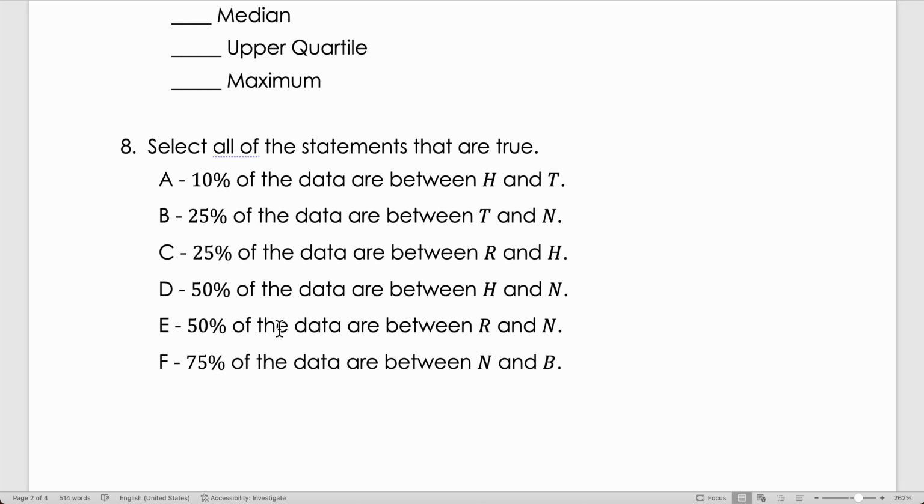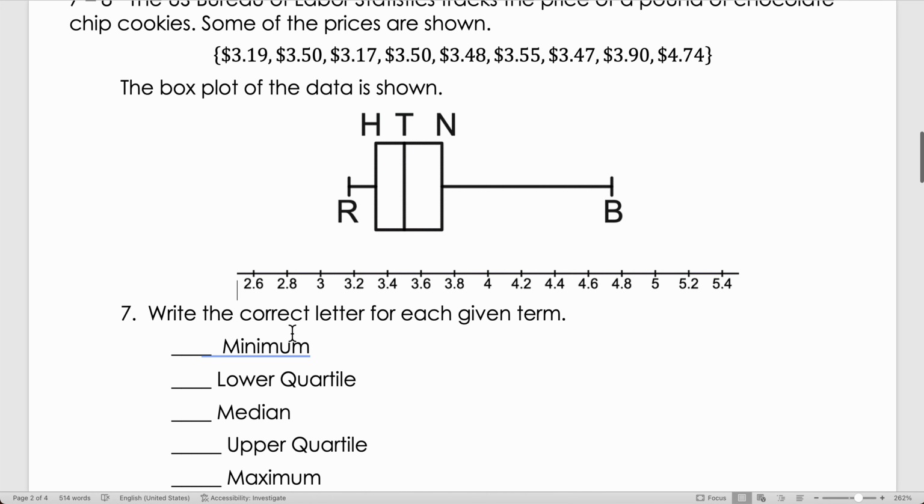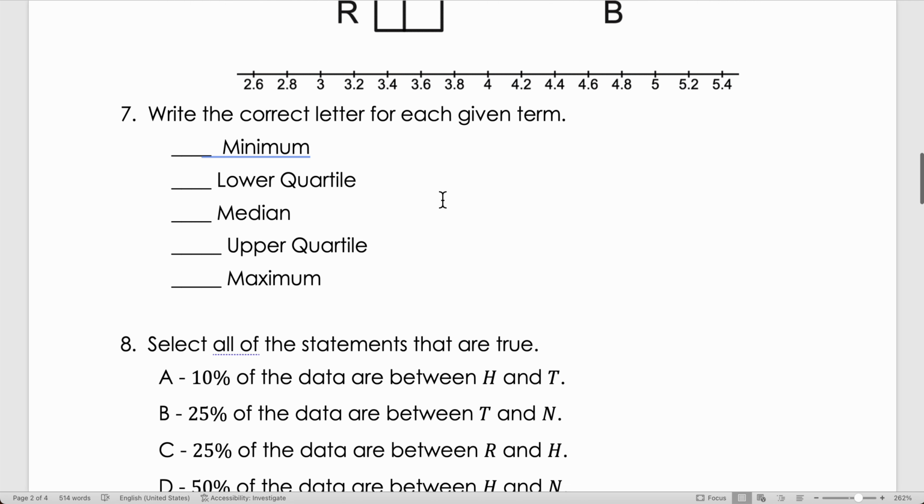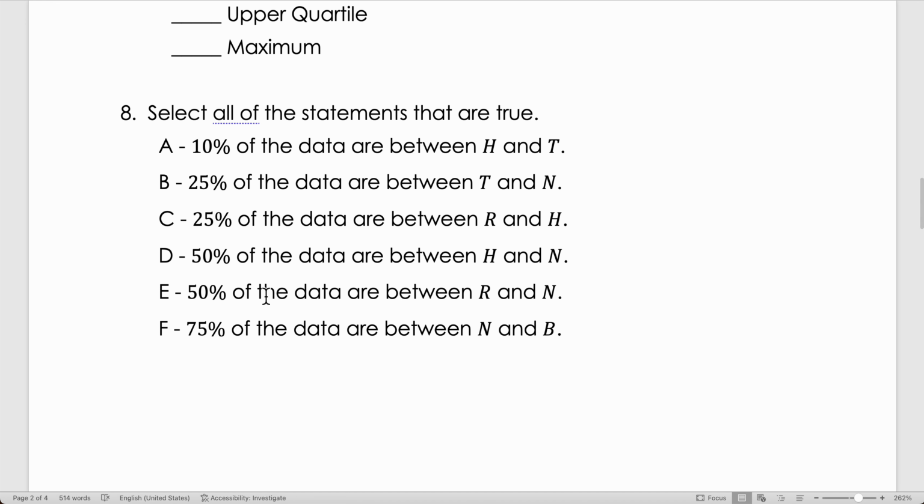E, 50% of the data are between R and N. R is there, N is there. One section, two sections, three sections. So between R and N, we actually have 75% of the data. So E is not going to be right.